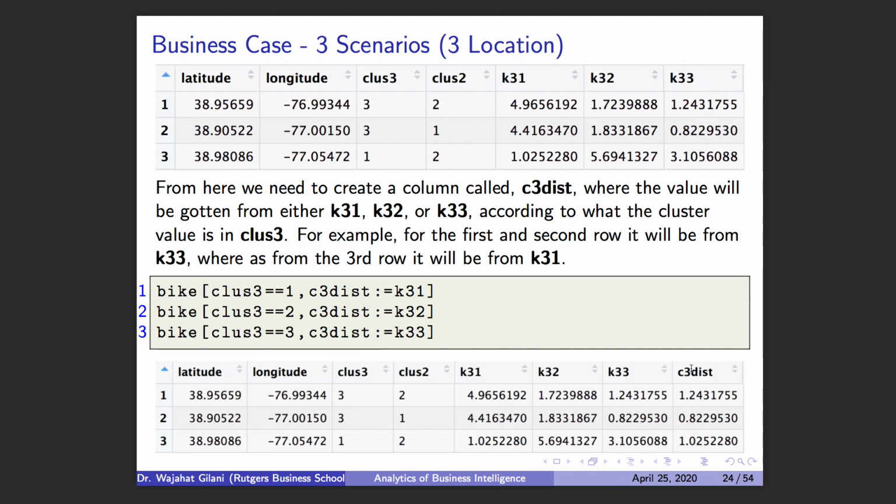What I mean by C3 distance is, for the cluster 3 group, when you have three clusters, what's the minimum distance? This is kind of easy to do. I could say, wherever the cluster is 1, give me the distance: C3 distance is going to be the K31 column. Wherever cluster 3 is 2, make my C3 distance this column. And wherever cluster 3 equals 3, make it this column. All right, relatively easy.